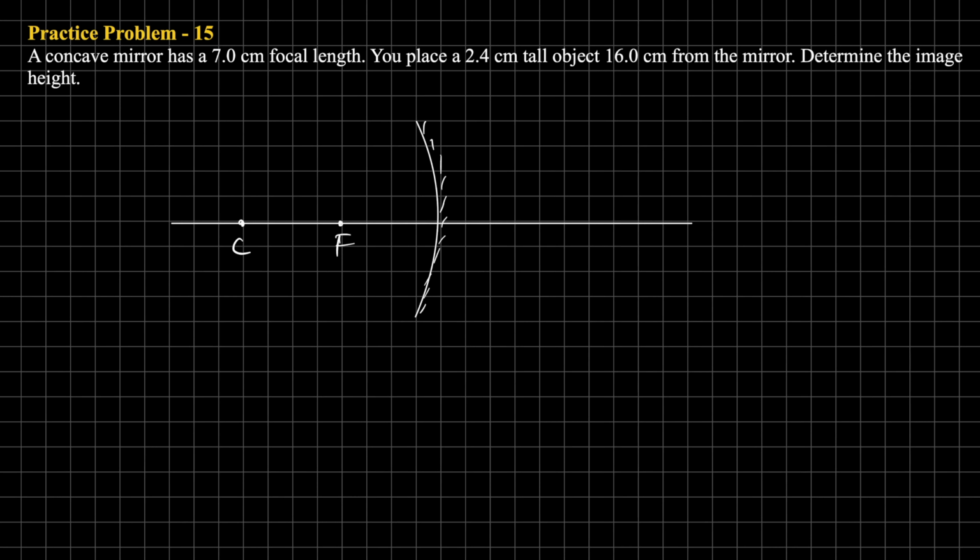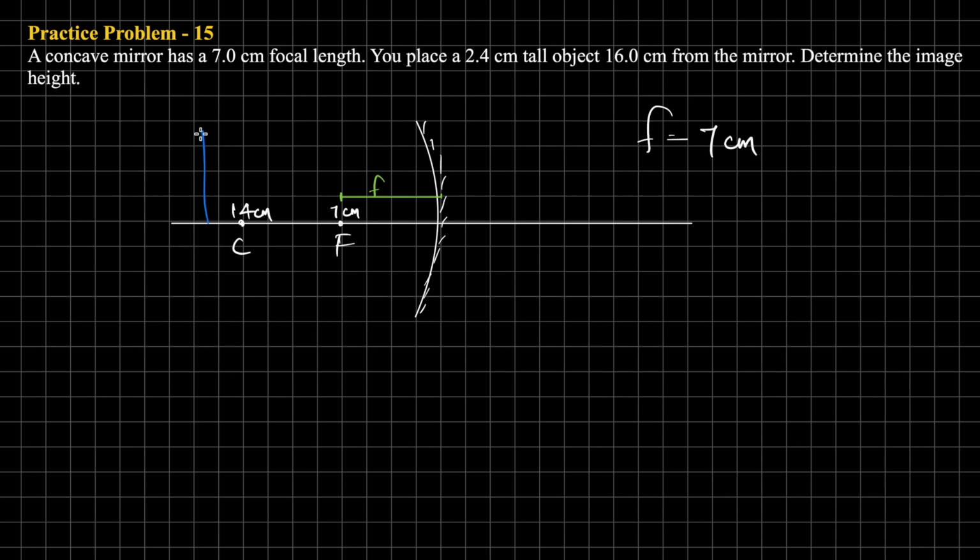It has a focal length of 7 centimeter, from the pole to the focal point. That is the focal length. F is equal to 7 centimeter. You place a 2.4 centimeter tall object 16 centimeter from the mirror. If this point is 7 centimeter, this should be 14. The center of curvature should be at 14 centimeter. So you're going to place the object beyond C, at 16 centimeter.